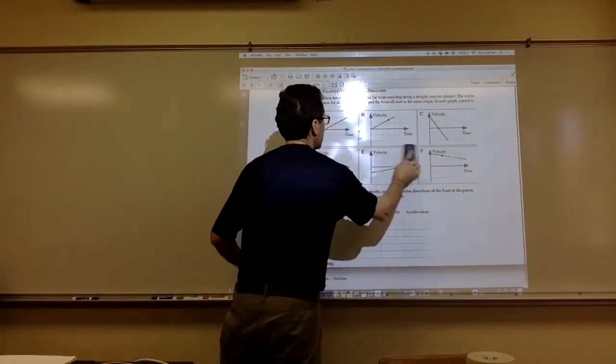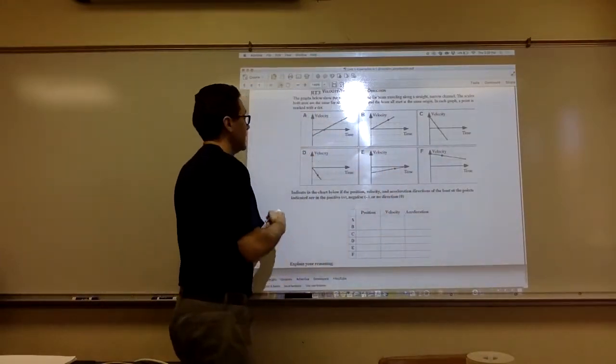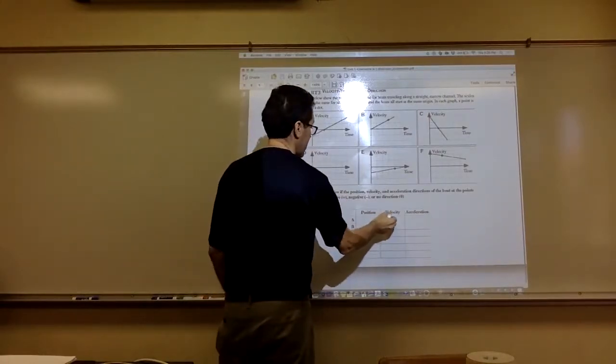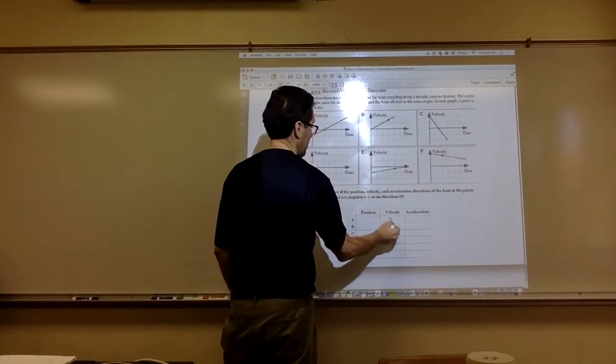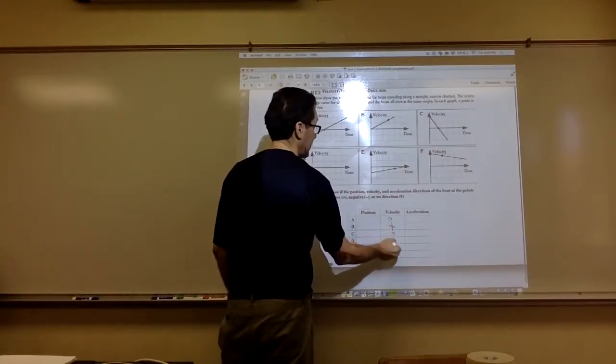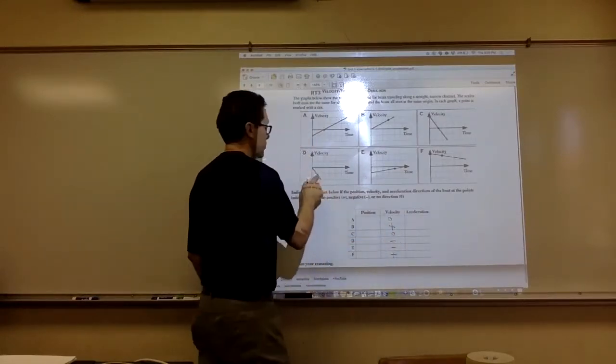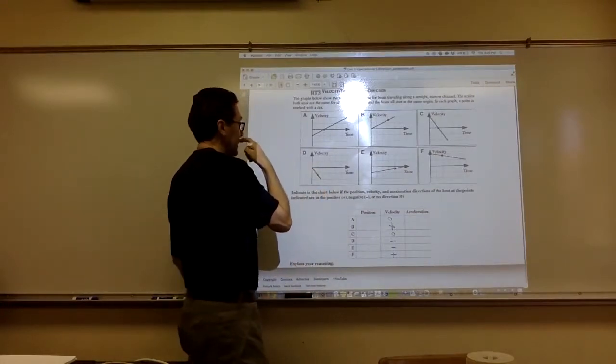All right, for this RT3, I'm going to start with the velocities. Those are pretty easy to see. So it's 0 here, it's positive, 0, negative, negative, and positive. Because all these points here are below the time axis, and this is a velocity time graph.